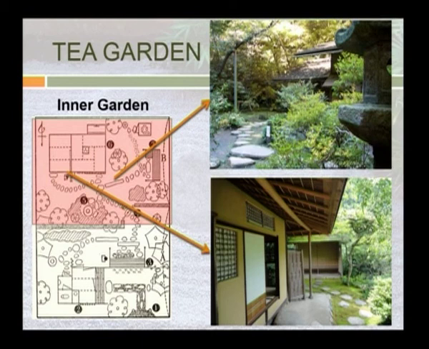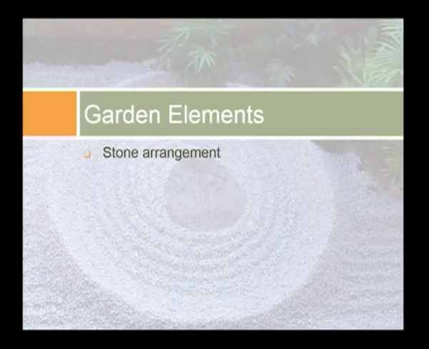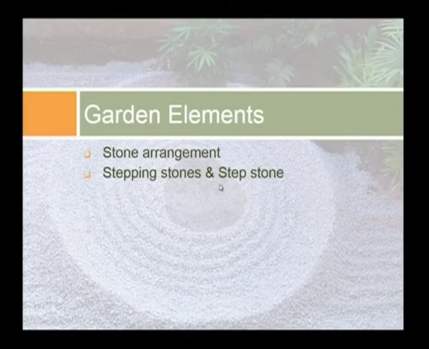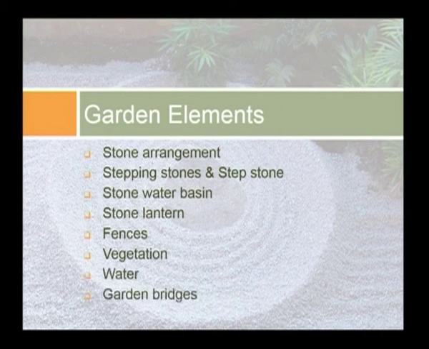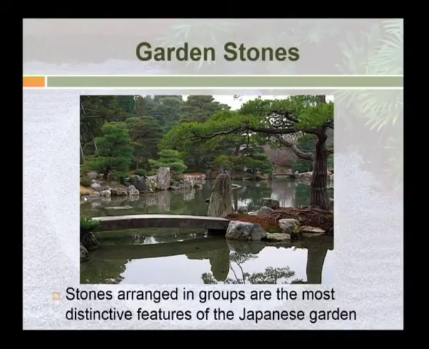Here is another view where we can see a close up of the stone lantern, stepping stones and a tea pavilion. So, those are the three types of gardens. Next, we will discuss the different garden elements that are found in the Japanese garden. They are stone, arrangement of stones, stepping stones and step stones, stone water basin, stone lantern, fences, vegetation, water and garden bridges. Garden stones are important.